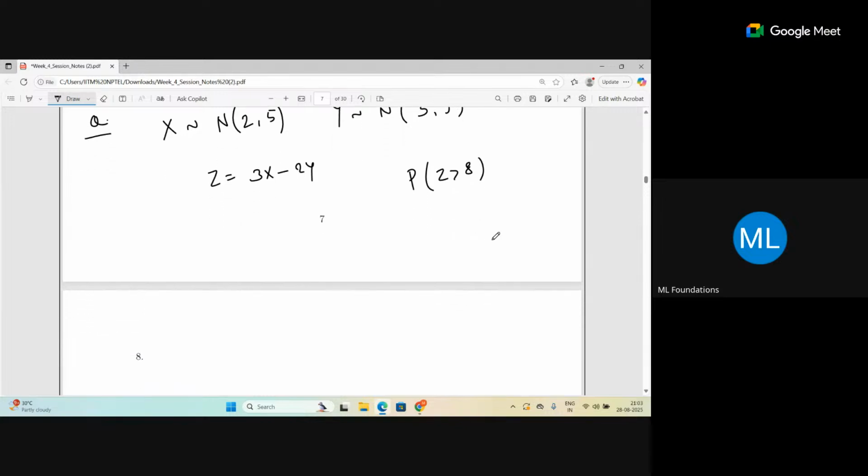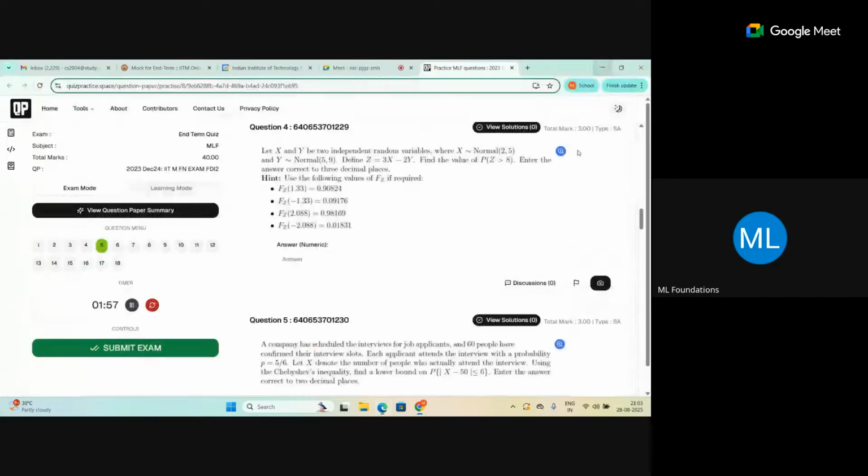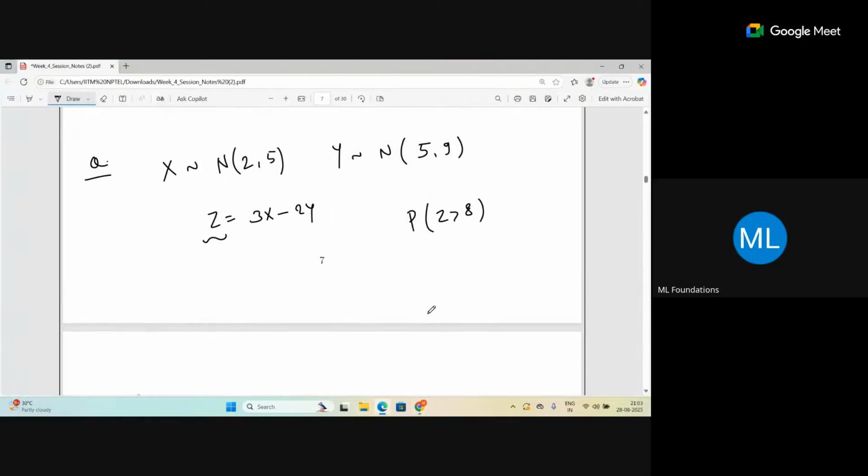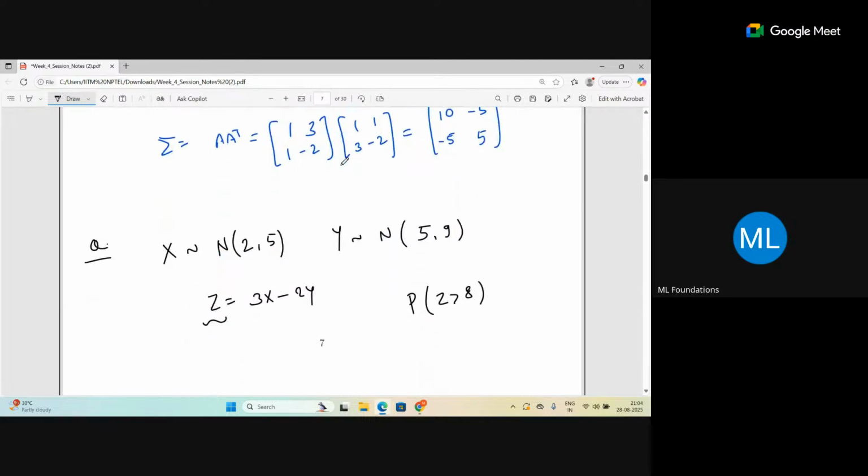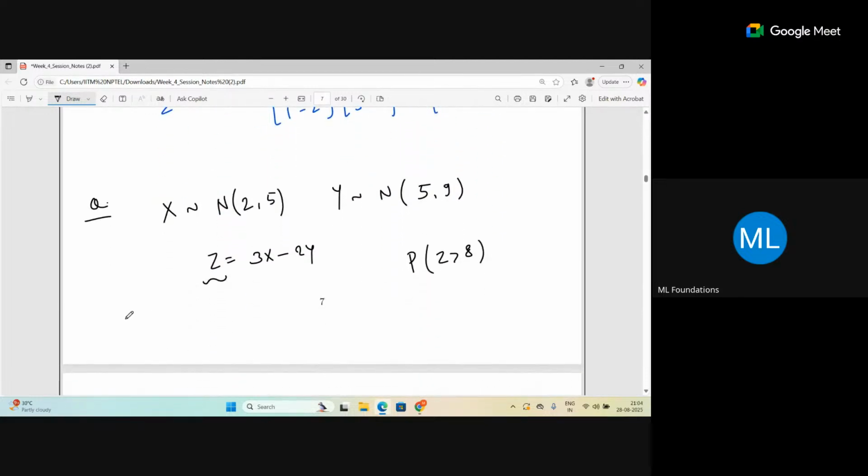So what do you do first? You can actually find out the distribution of Z first, right? Is that okay? So if X and Y are independent random variables, yes, they are independent random variables. In that case, if Z is a linear combination of X and Y, how do you find out? In general, you can find it out.